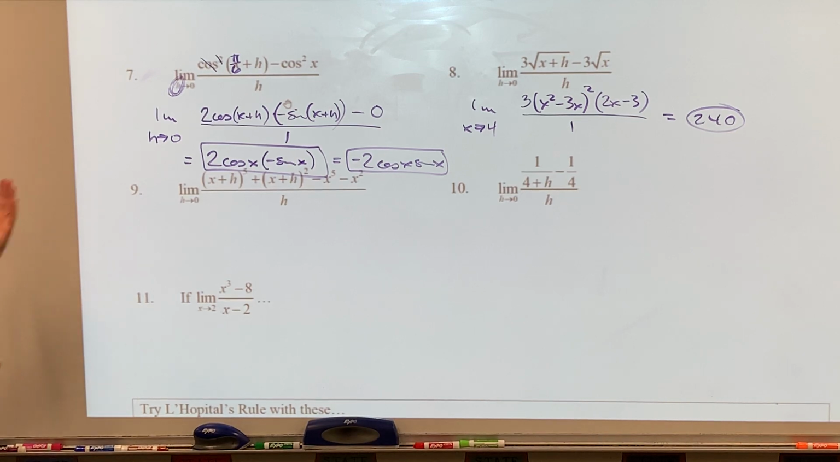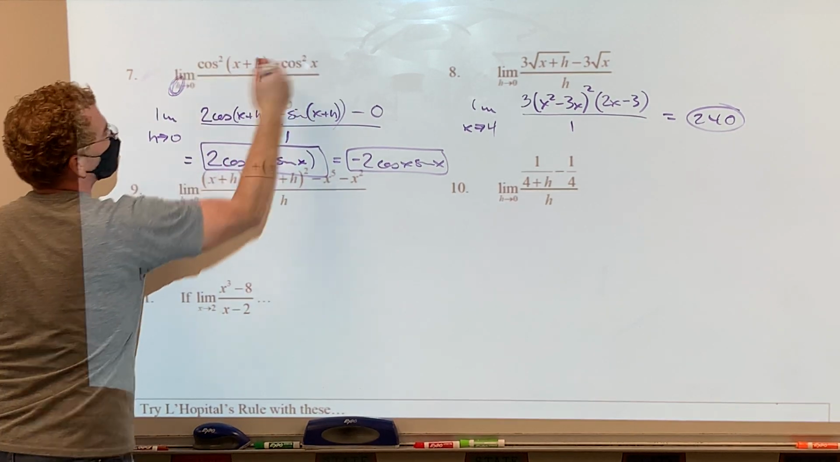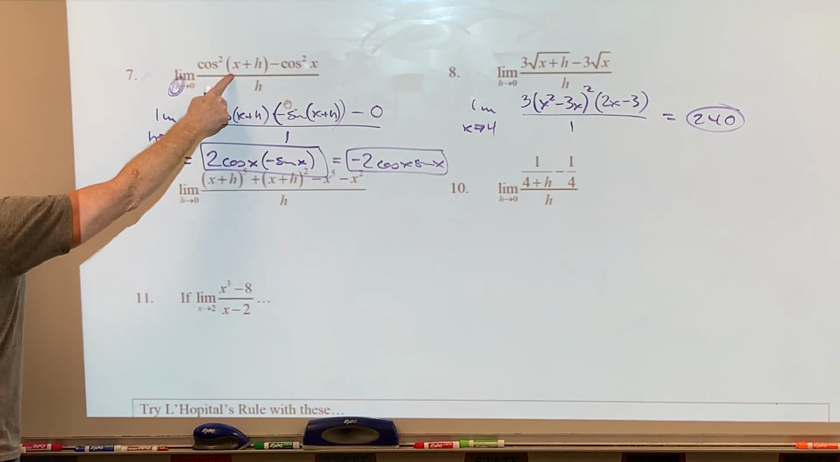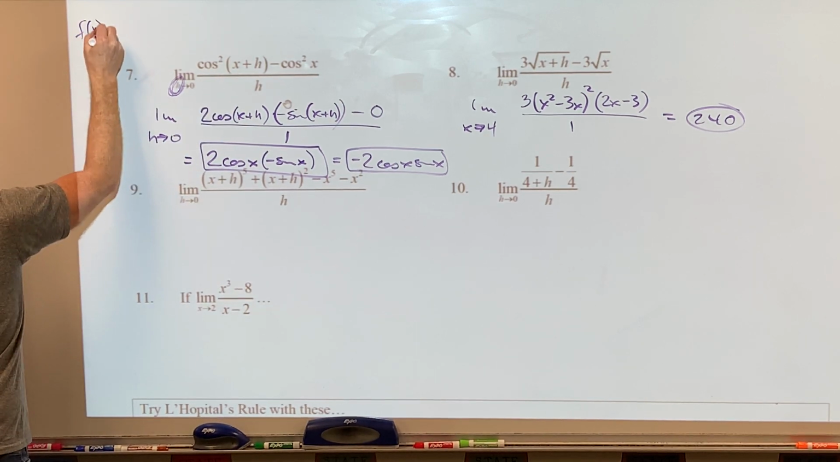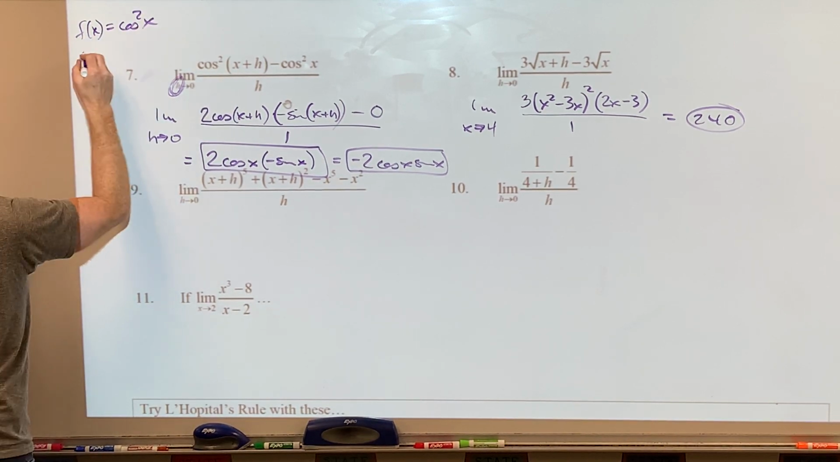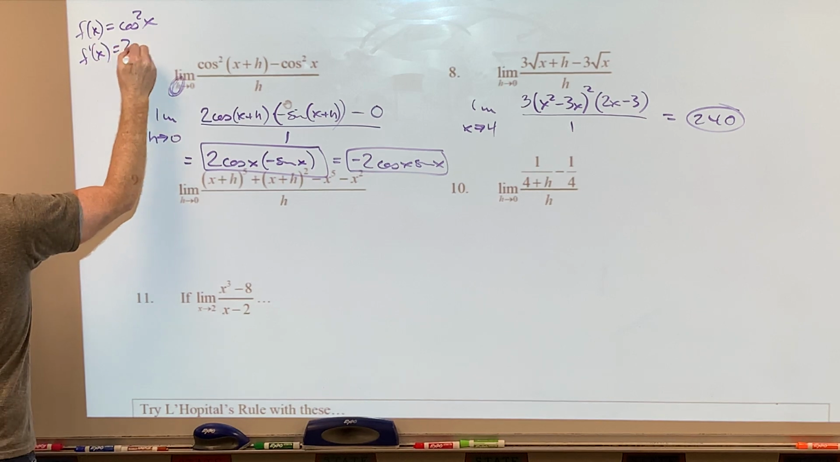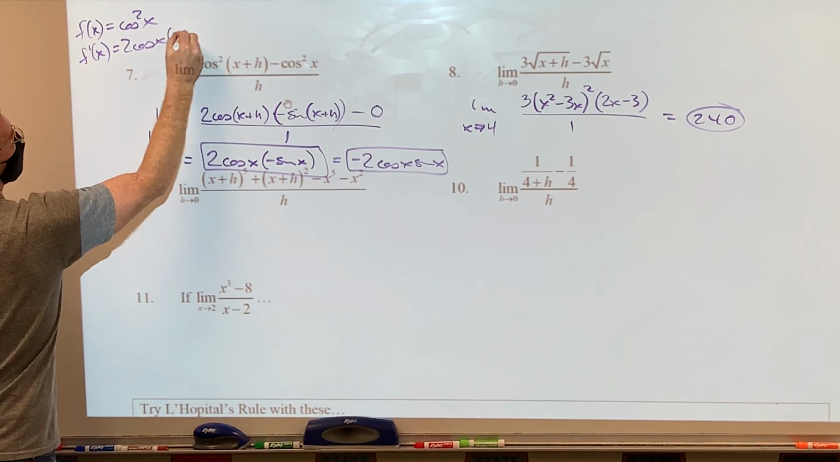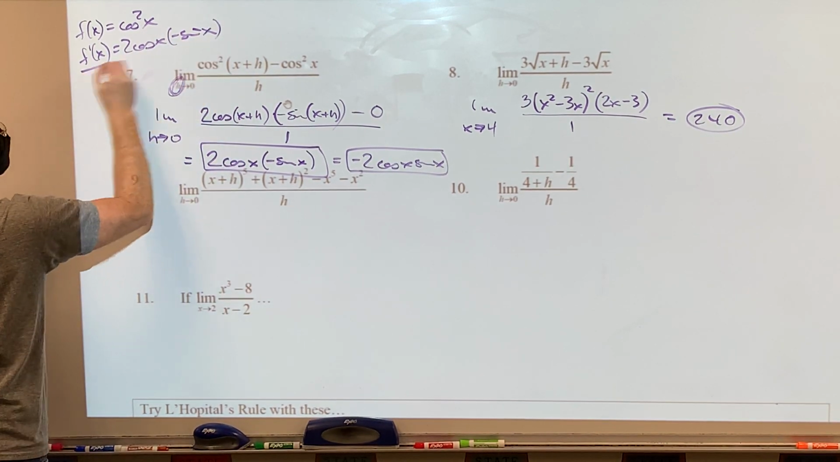And that's why if it's an x plus h definition like this, to me it's easier to go, wait, the function is cosine squared, the derivative is 2 cosine x times negative sine x, and I'm done.